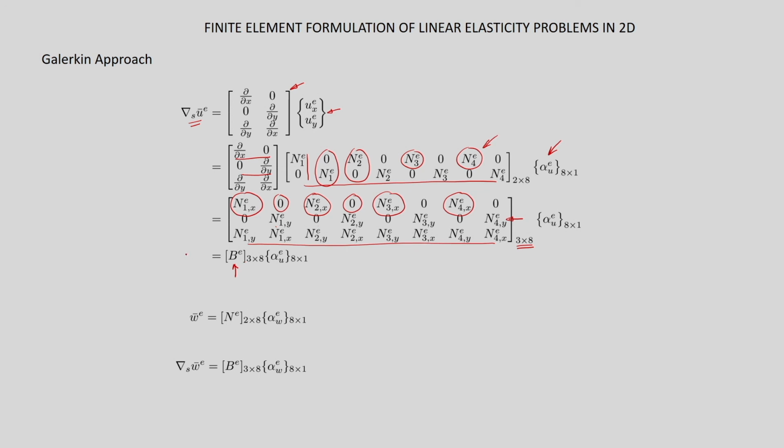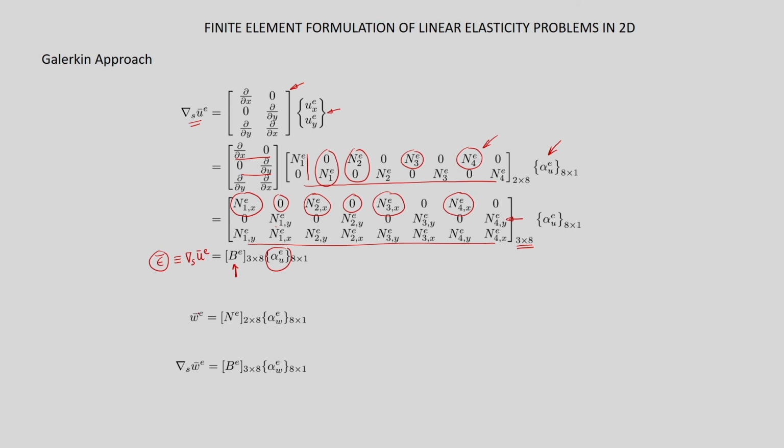Now, on the left hand side we have the symmetric gradient of U bar E, and what is this? It is basically the strain vector that comprises epsilon xx, epsilon yy and gamma xy. And since the B matrix relates strain with the nodal displacement, this B matrix is called the strain displacement matrix, alright. So, now we know that the symmetric gradient of U is B times alpha U.